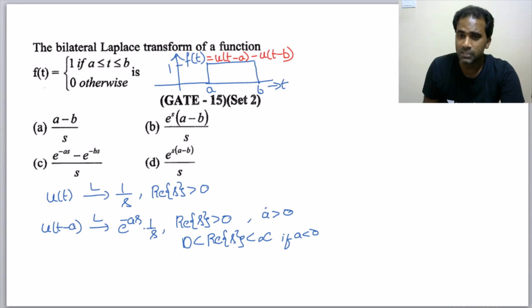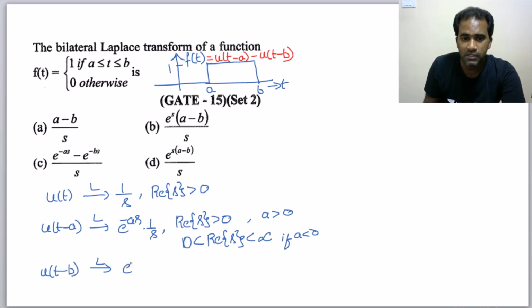Whereas if A is positive, then for s equal to minus infinity, we are getting infinity. So s equal to minus infinity is not part of the ROC, but it already is not part of the ROC. We don't need to remove it. Like this, there is a very small change in the ROC. If you neglect it also, that is fine, but this is the correct way of understanding the ROC. Let us write the ROC for u of t minus b also.